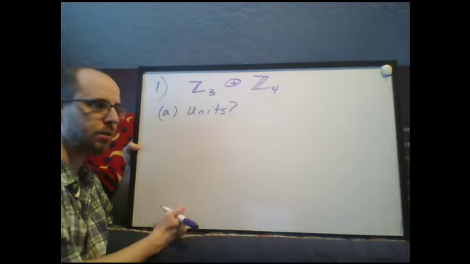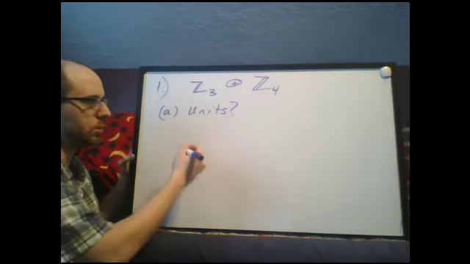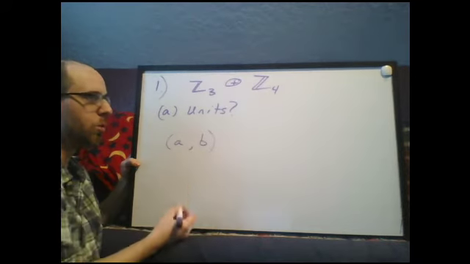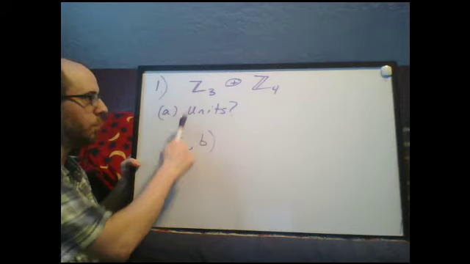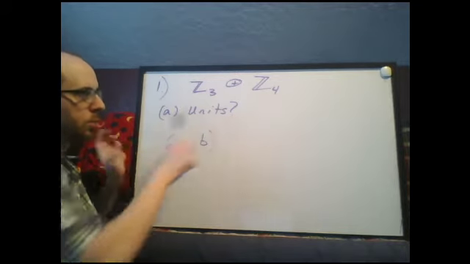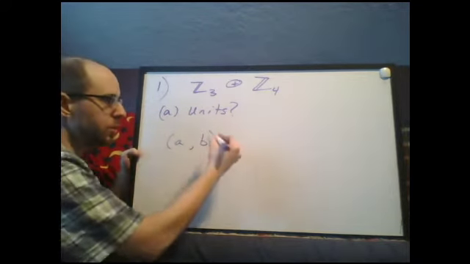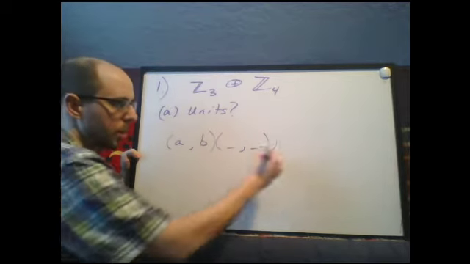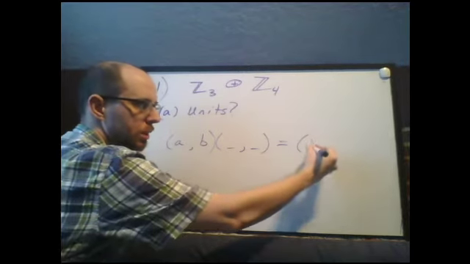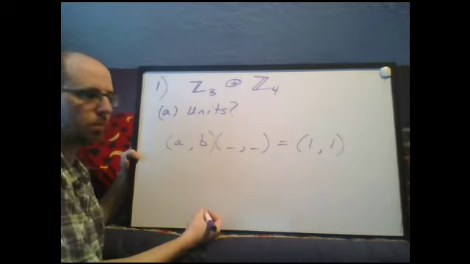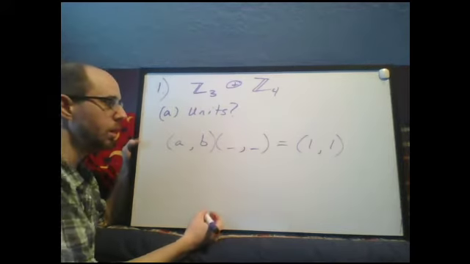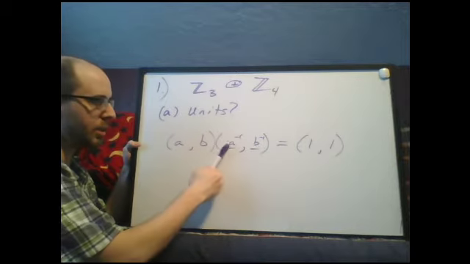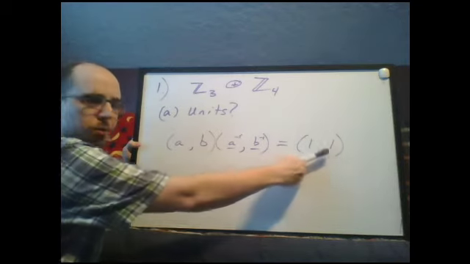So before I do that, let me just show you what it is we're trying to do. We're looking at ordered pairs where the first coordinate comes from Z3, the second coordinate comes from Z4. And so what I need to do is find something that multiplies by this ordered pair to give me the unity element, which is 1, 1. The multiplicative identity is 1, 1. So I need to have an inverse in both coordinates. A times A inverse would give me 1, B times B inverse would give me 1.